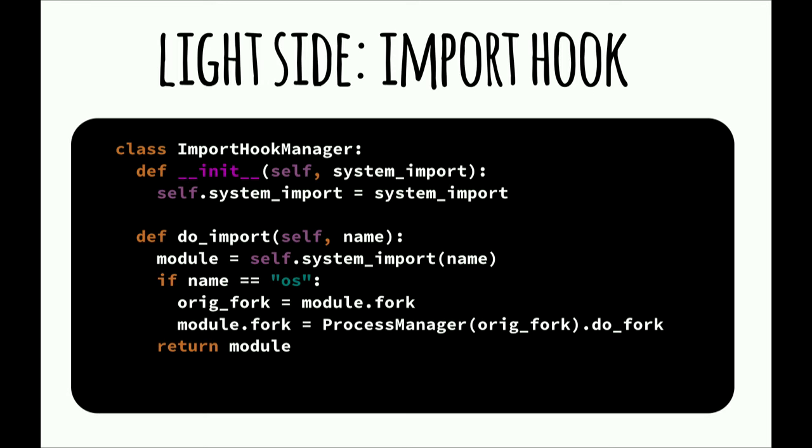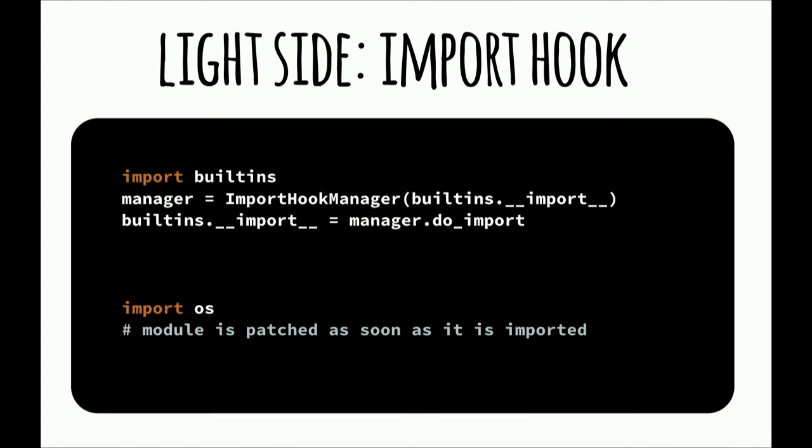How can we use our import hook manager? It's very simple. We import builtins, the module where the import function is situated, create the instance of the import hook manager, and again replace the attribute import of this module with our new method. And now every time we type import os, it will be patched as soon as possible, right after importing.